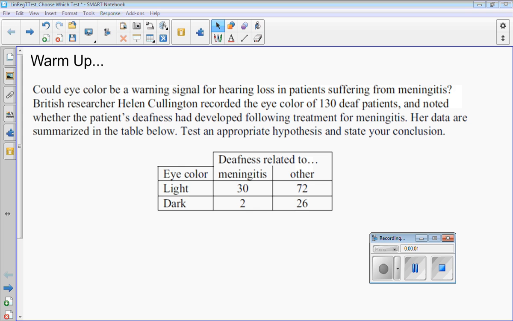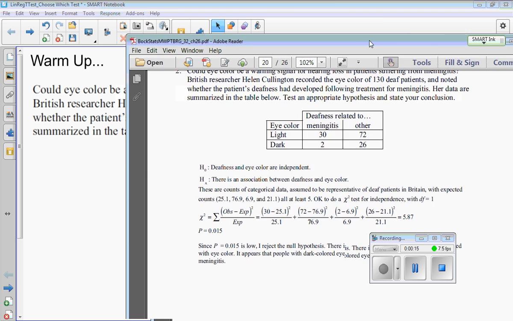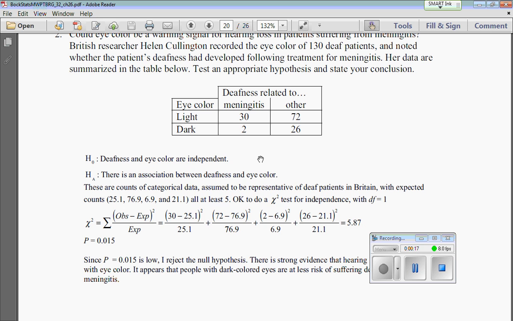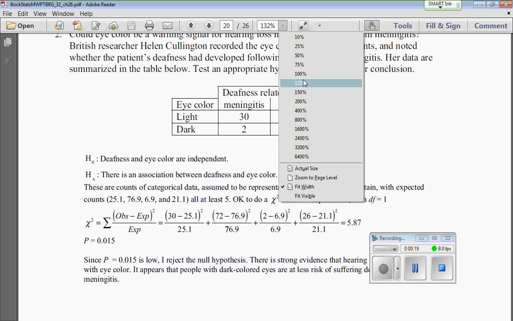But we do recognize that this is a test for independence. So hang on, I'm pulling up the wrong thing here. And I wanted to make sure, there we go, that I pull up the key here. So I'll pull it over. And we need to make it a little bit bigger so we can read it.